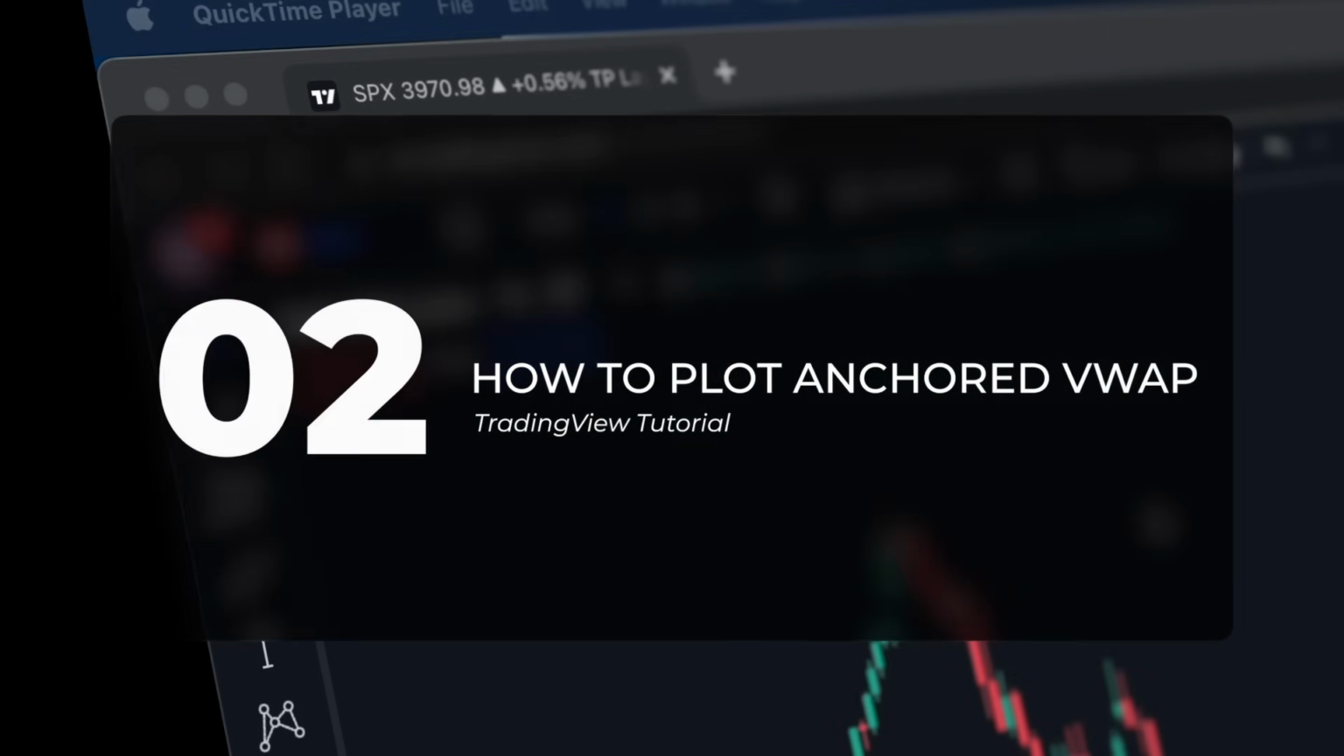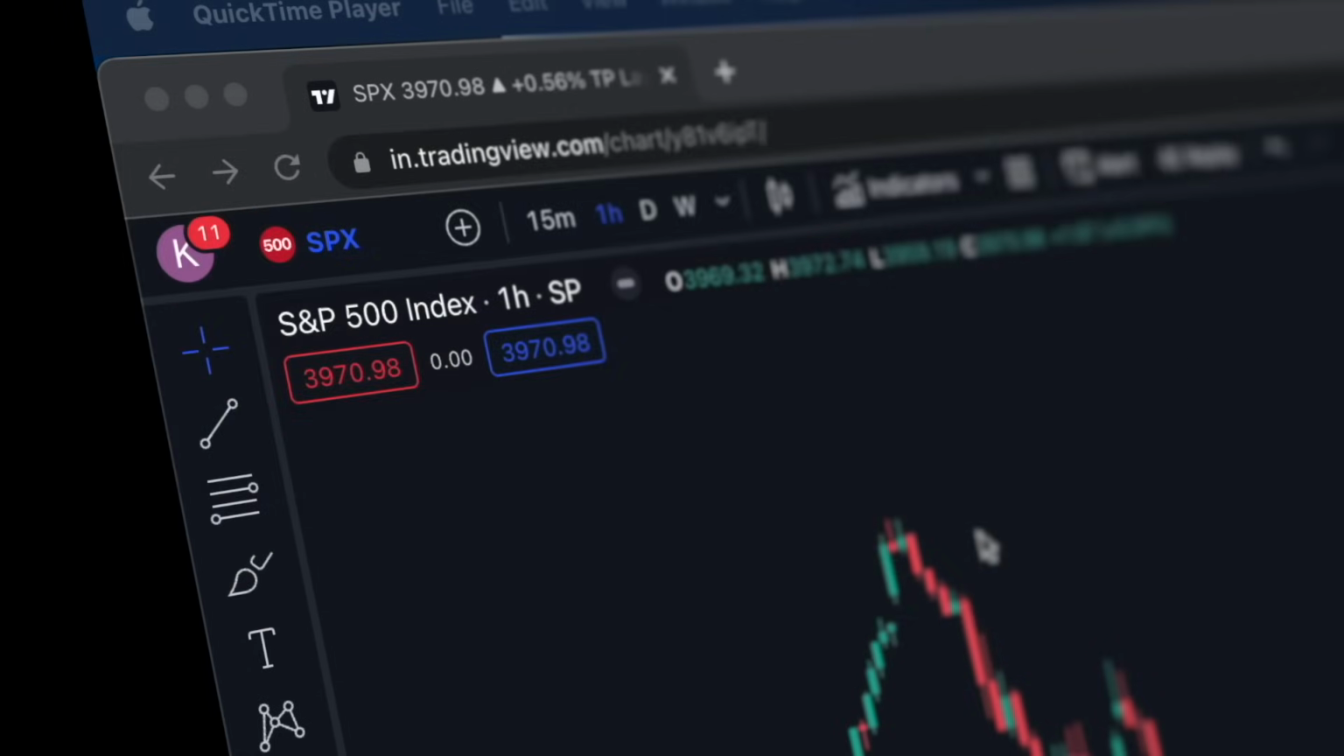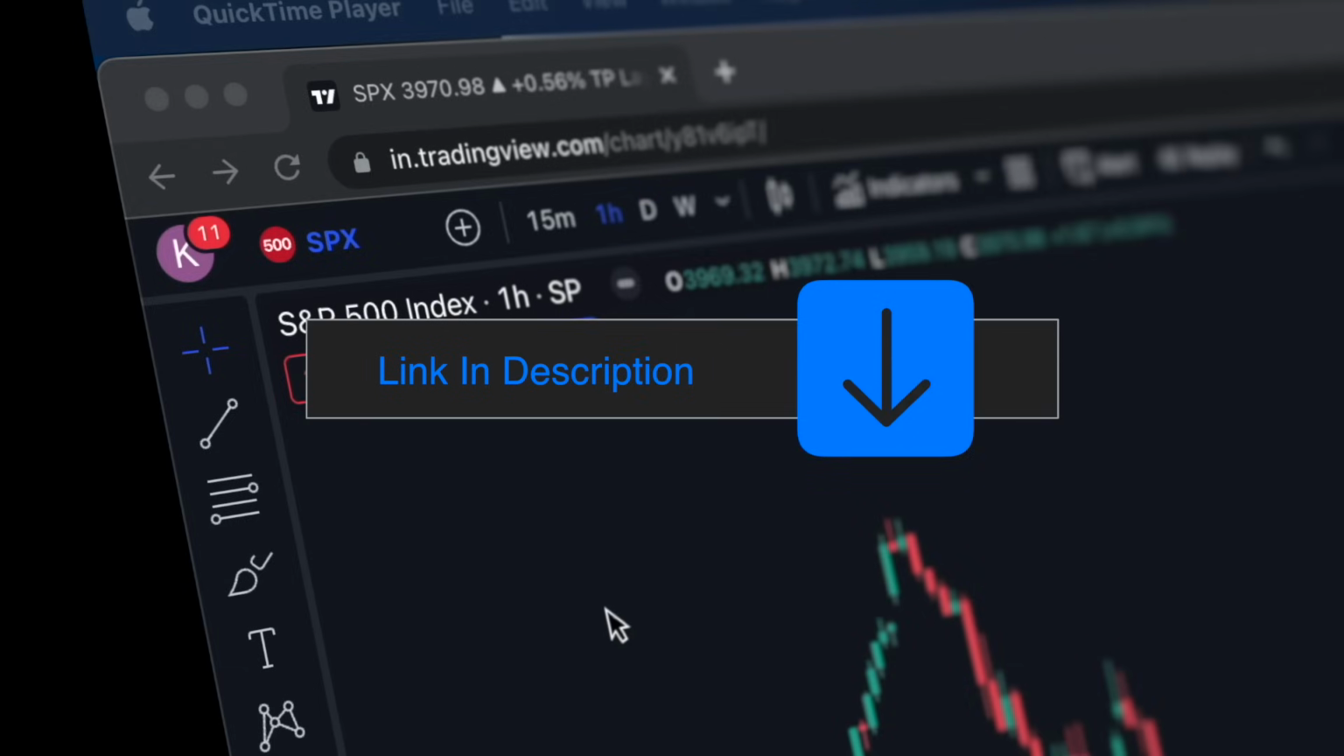Topic 2. How to apply it on your charts. To plot the tool on the chart, head over to TradingView, a free charting website.